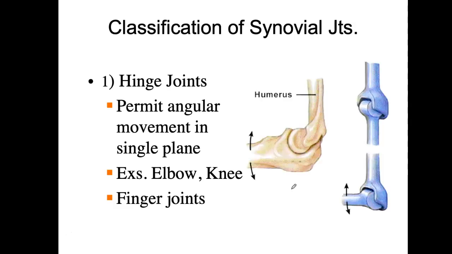Your finger joints. And you'll often see in textbooks and online, they're compared to some sort of hardware from Ace Hardware, where here you have the humerus and the ulna, and they fit so well together. It's kind of like a piece of hardware like this, where you have that really nice angular movement, but just in one plane. It cannot go laterally. Very effective.